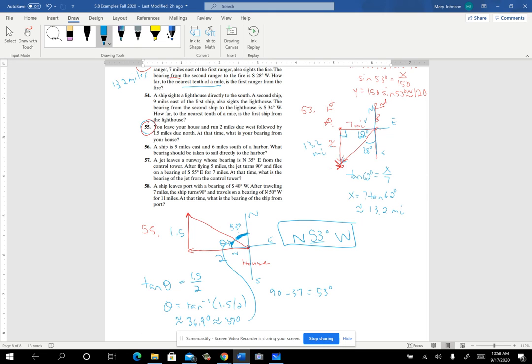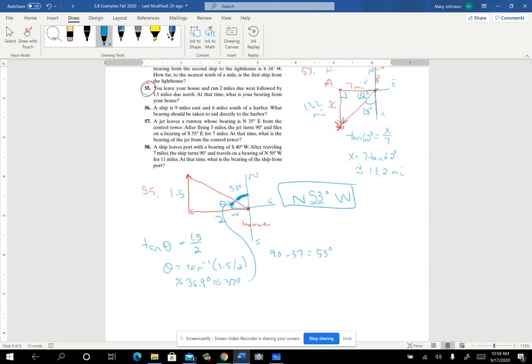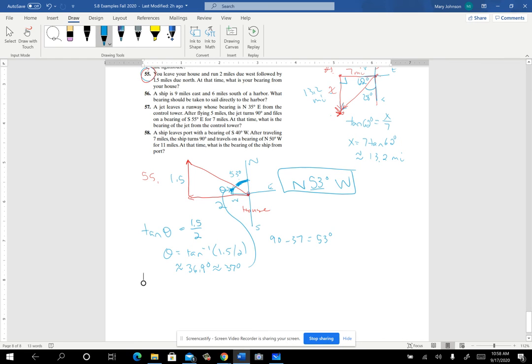All right, let's see what 57 has to say. All right, 57. A jet is leaving the runway. The bearing is north 35 degrees east from the control tower. After flying 5 miles, the jet turns 90 and flies on a bearing of south 55 degrees east for 7 miles. At that time, what is the bearing of the jet from the control tower?